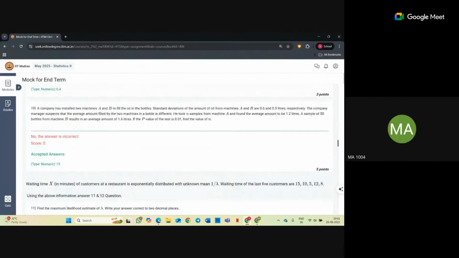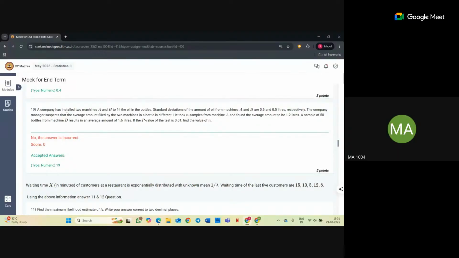Okay. Yes, ma'am. A company has installed 2 machines A and B to fill oil in bottles. The standard deviations of the amount of oil from machines A and B are 0.6 and 0.5 liters. The company manager suspects that the average amount filled by the two is different. He took n samples from machine A and found the average to be 1.2. A sample of 50 bottles from machine B results in an average amount of 1.6. If the p-value of the test is 0.01, find the value of n.